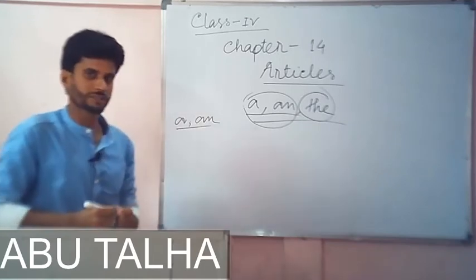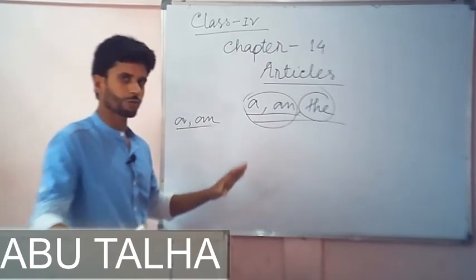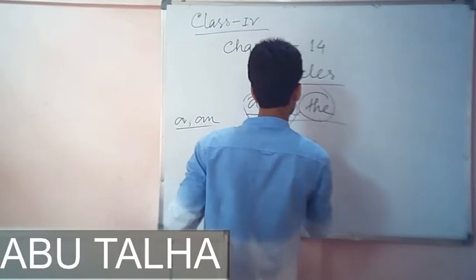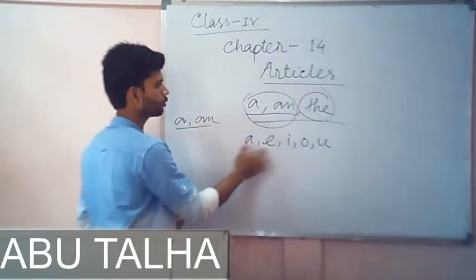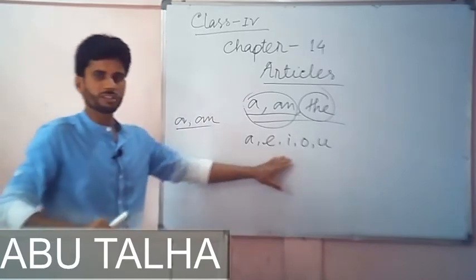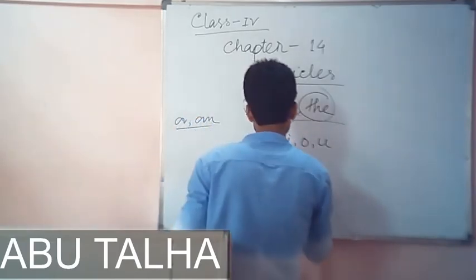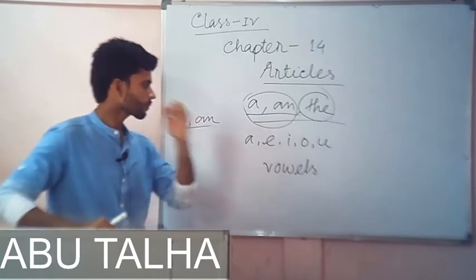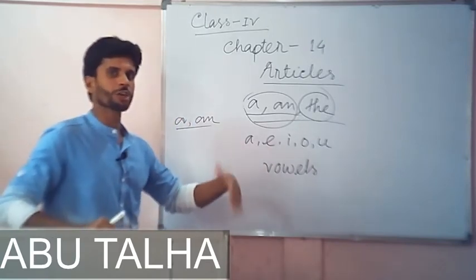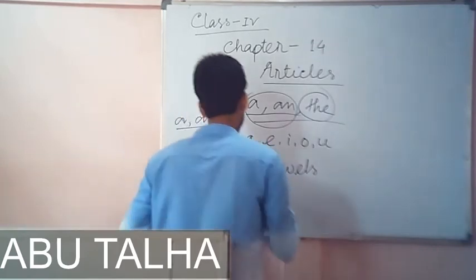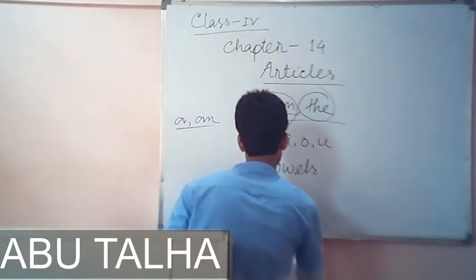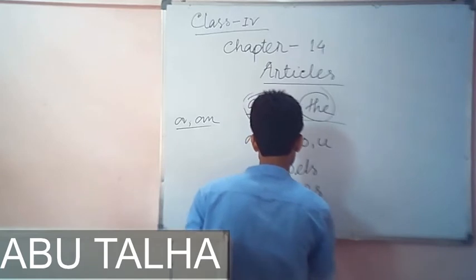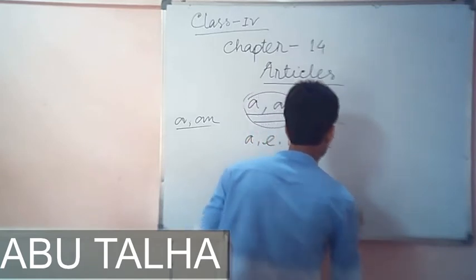We know there are 26 letters in the English alphabet, and out of those 26 letters, a, e, i, o, u, these 5 letters are called vowels. I think you already know that these 5 letters are called vowels, and the remaining 21 letters are called consonants.